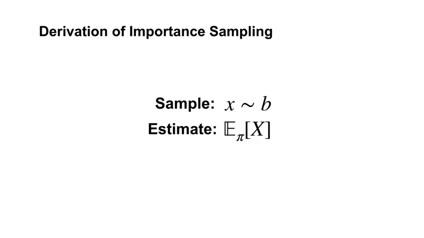Let's start by clearly stating the problem that importance sampling solves. We have some random variable x that is being sampled from a probability distribution b. We want to estimate the expected value of x, but with respect to the target distribution pi. Because x is drawn from b, we cannot simply use the sample average to compute the expectation under pi. The sample average would give us the expected value under b instead.